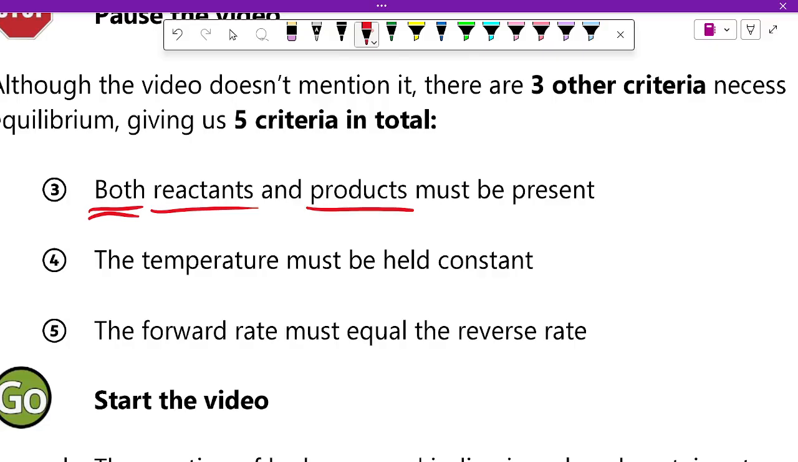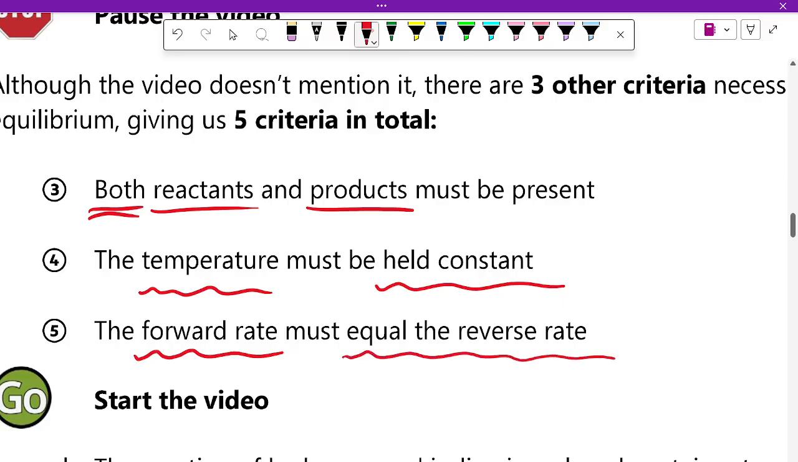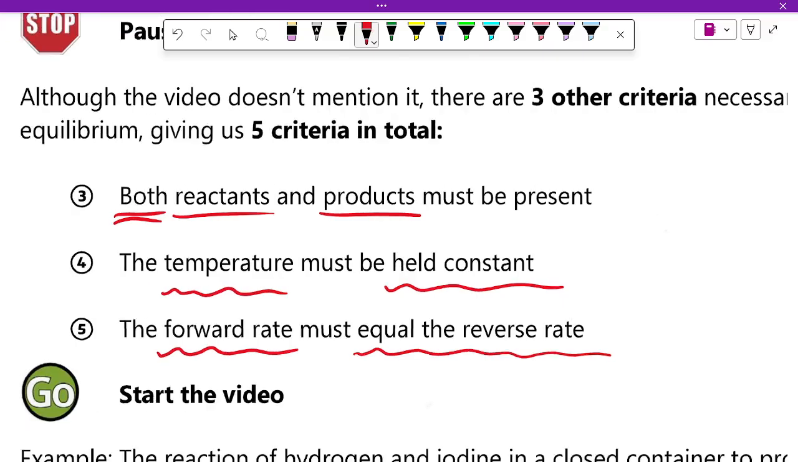Okay, for now, you just need to know that to be at equilibrium, the temperature has to be held constant and the forward rate has to equal the reverse rate. If any of those criteria are not met, you are not at equilibrium. Okay?